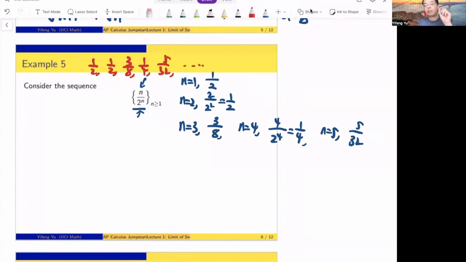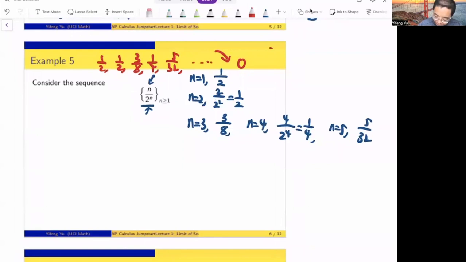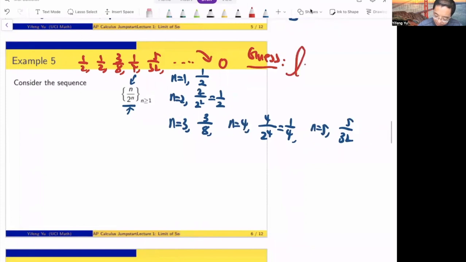If you write out more numbers, I think it will become clear. The sequence is decreasing and it will go to zero. Of course it will never be zero because it's always positive, but it will become smaller and more like zero. So here's our guess: the limit as n goes to infinity of n over 2 to the n shall be zero.